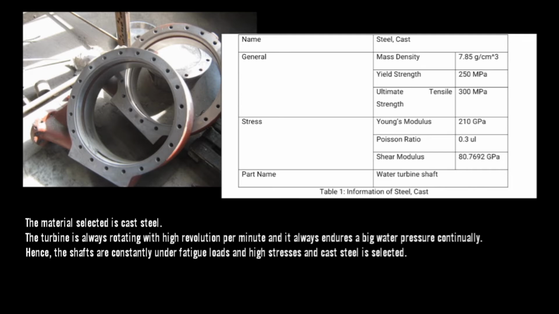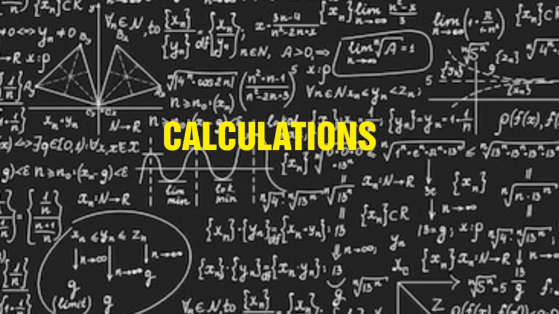Hence, the shafts are constantly under fatigue loads and high stresses. Thus, a tough and fatigue-resistant material is needed for the shaft. Therefore, cast steel is selected due to its high strength and toughness.